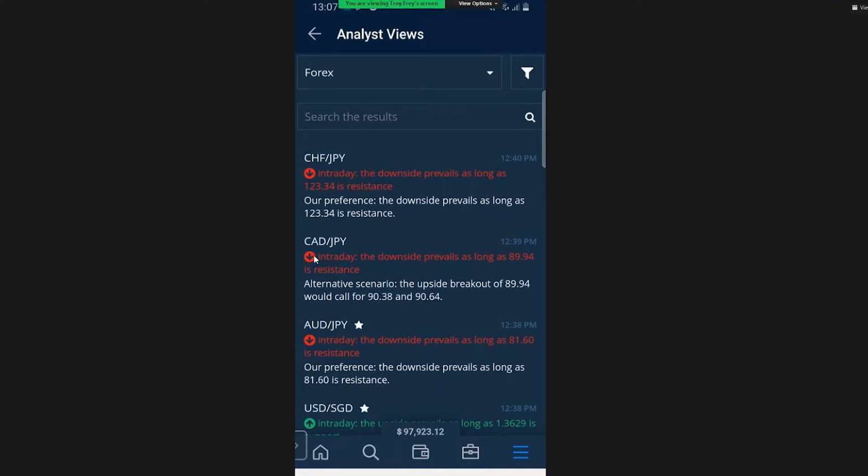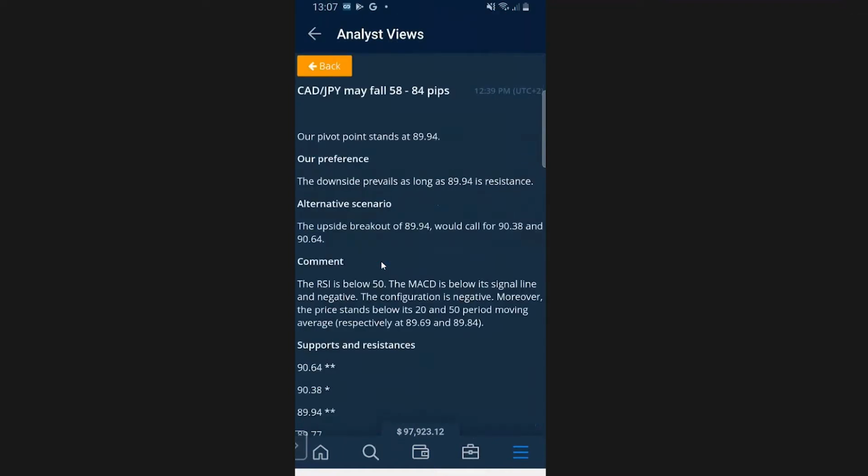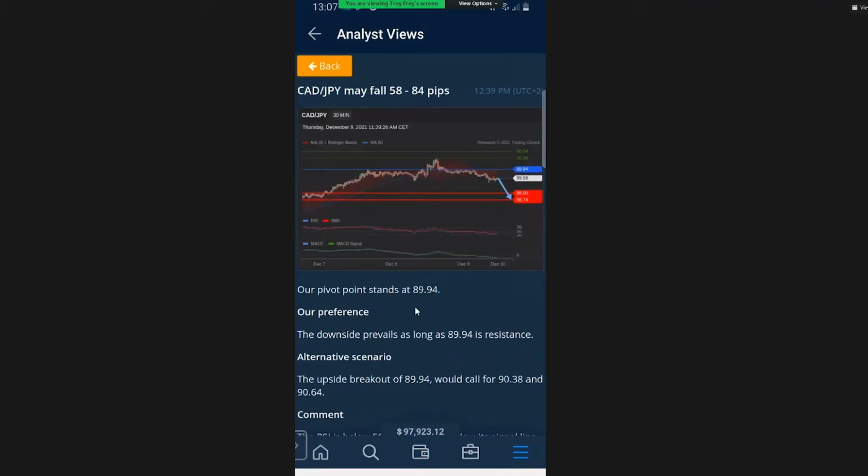It gives you the price level, like this Canadian JPY. Intraday, the downside prevails as long as 89.94 is still the resistance. Meaning, as long as the Canadian dollar JPY didn't go above this price, then it's still expected that the Canadian JPY will fall. Okay? And so maybe we look at that. If we want to look at that signal, we tap on it, and it expands on the technical analysis.